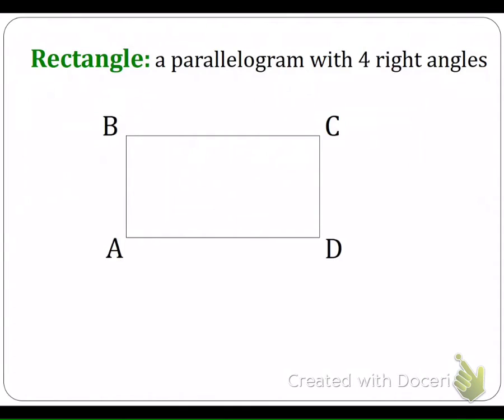The first one's a rectangle. Then we'll talk about a square. So a rectangle is a parallelogram, so all those things we know about parallelograms are still true. What makes a rectangle special is that it has 4 right angles. So you can go ahead and label these.